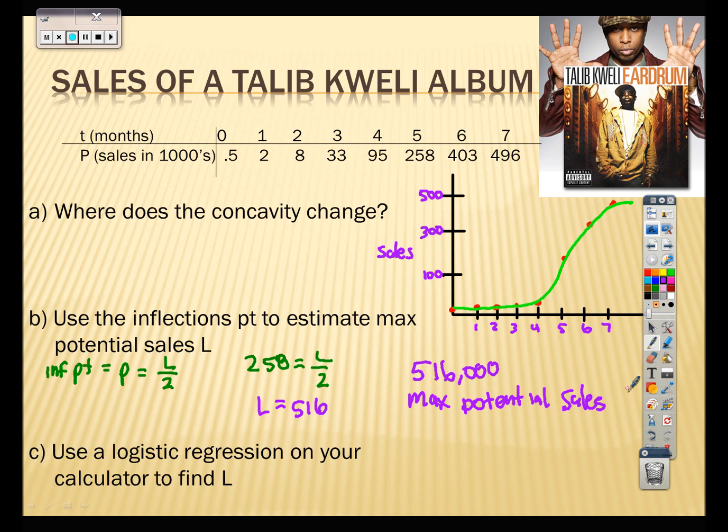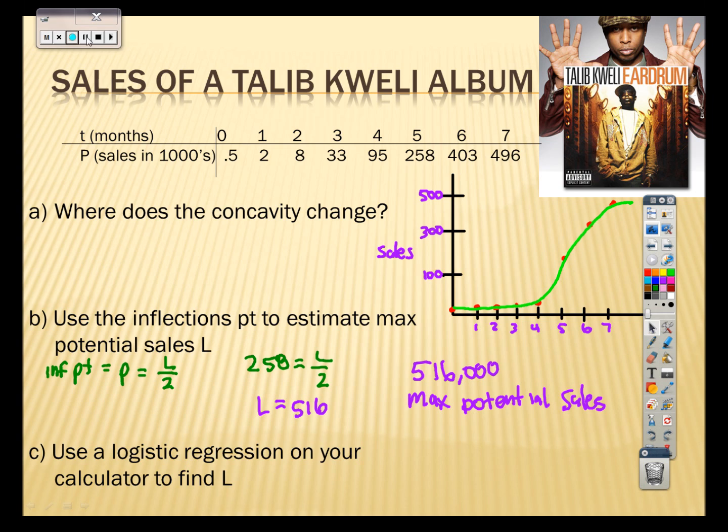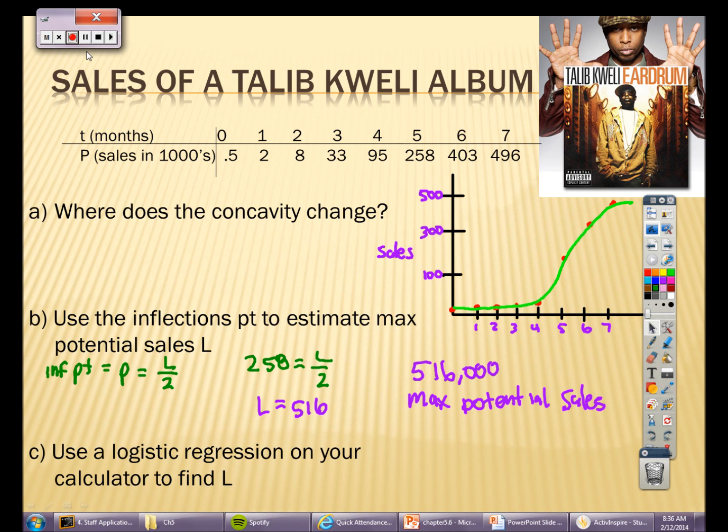So that's going to be the value for my horizontal asymptote, or my carrying capacity. Let's now take a second to let our calculator actually find the logistic regression and give me the entire equation for this curve in green. And then I can use that to estimate sales, and let's see how close our 516,000 max potential sales is compared to what the calculator says it would be.